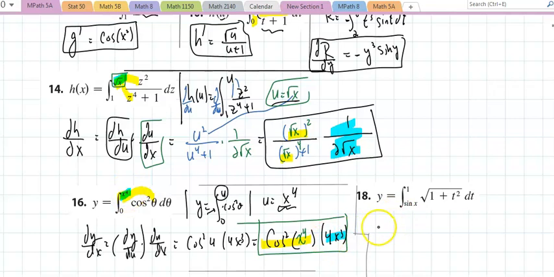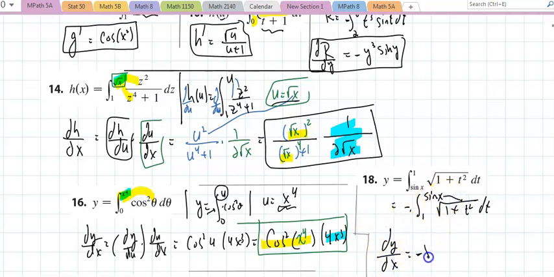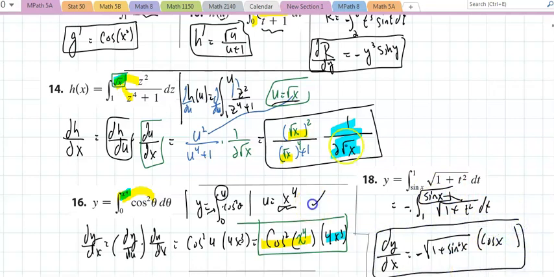So on number 18, if I want to find dy dx, well, first I notice there's something odd about this. They put it in reverse order. So let's say that is negative the integral from 1 to the sine of x, the square root of 1 plus t squared dt. And if I take dy dx of that, guess what? I really don't need to make all of that. I could just apply the shortcut. That's negative. Plug this in, the square root of 1 plus sine squared of x times the derivative of that by the chain rule. And that's really how we should do this. But if you're ever stuck, you could always use that definition.